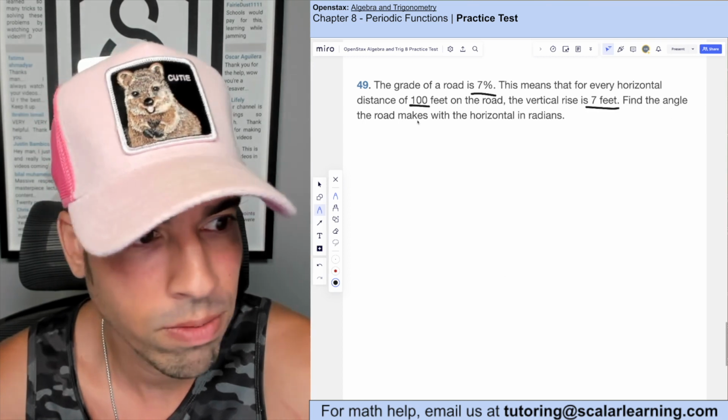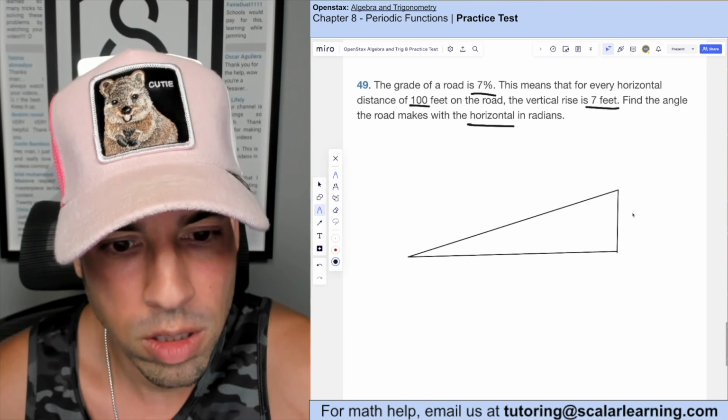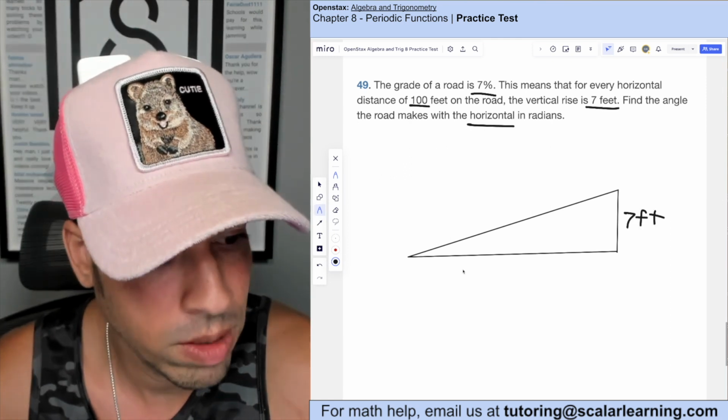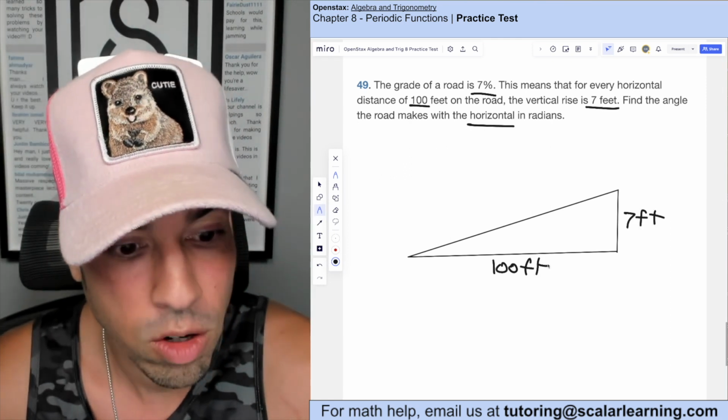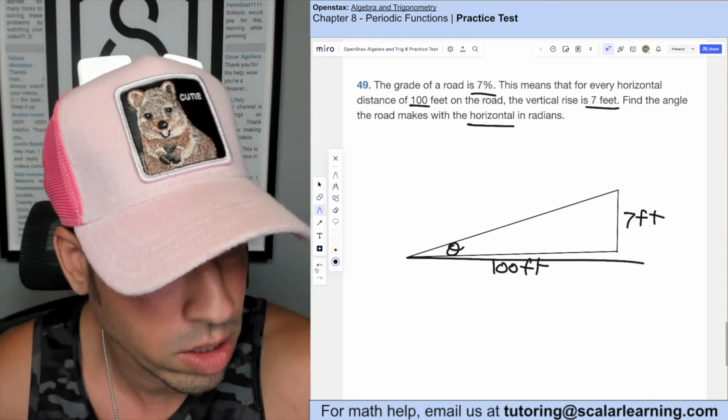The grade of a road is 7%, which means that for every horizontal distance of 100 feet, the vertical rise is 7. Find the angle that the road makes with the horizontal in radians. So if we were to draw this out, this would be going up by 7 feet for every 100 feet that go across. And we're trying to find this angle, theta, that it's making with the horizontal down here, okay?